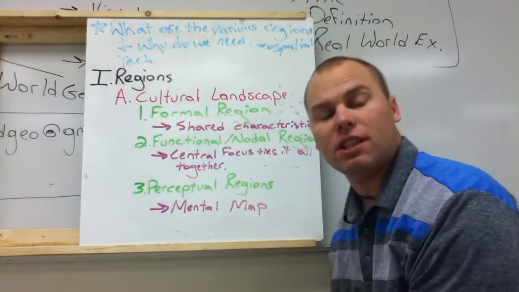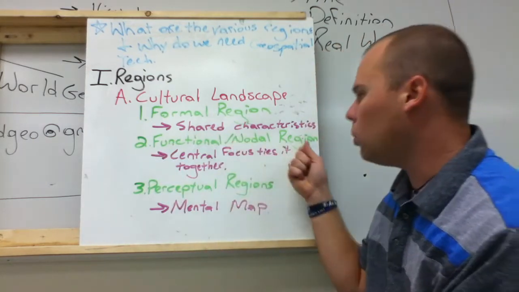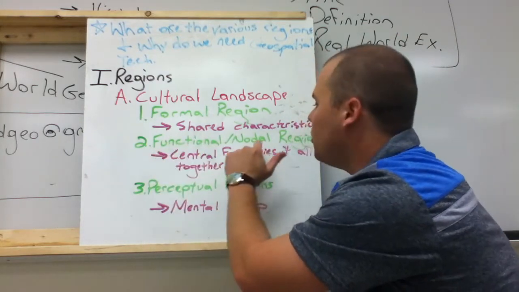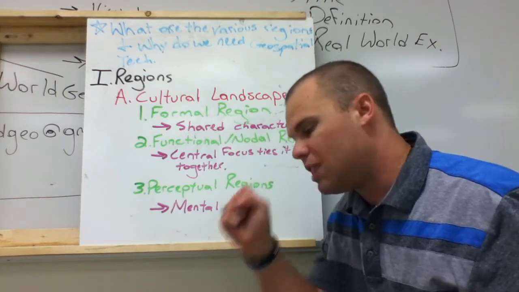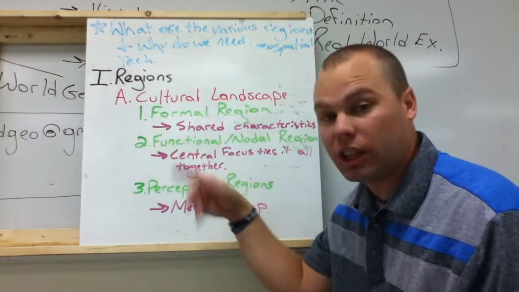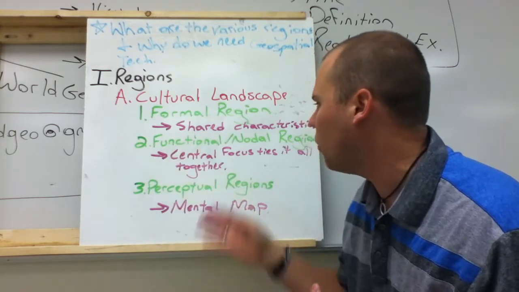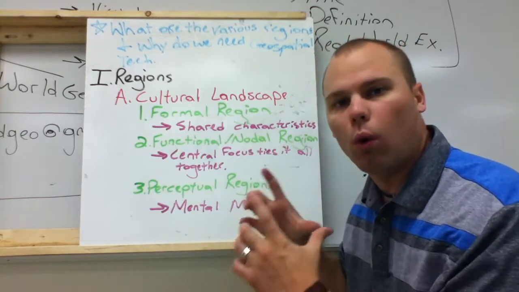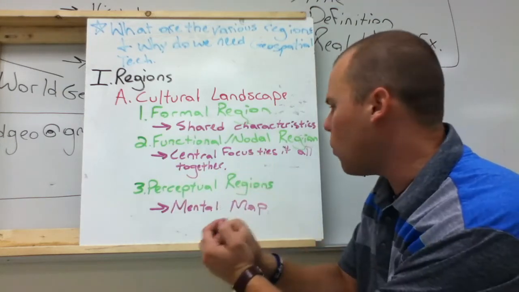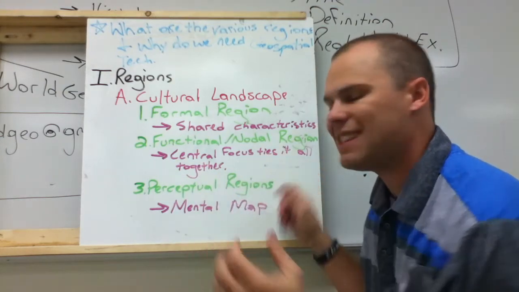The next type of region is a functional or a nodal region. Functional region is probably what you'll remember from world geography. Nodal region is talking about a region that has a center point that's connected some way. Now it also has a function and has a use, hence the term functional, but for our purposes the nodal portion is what we need to remember more than anything. It has a central focus. That central focus ties it all together.